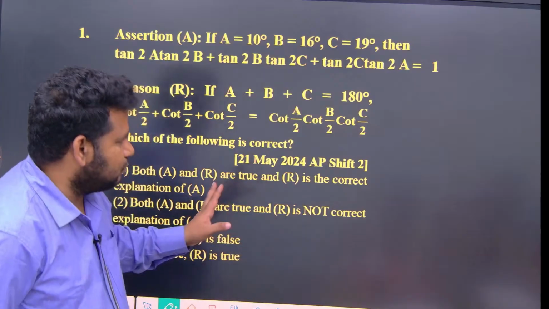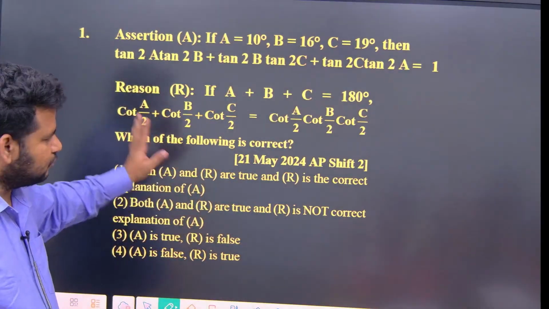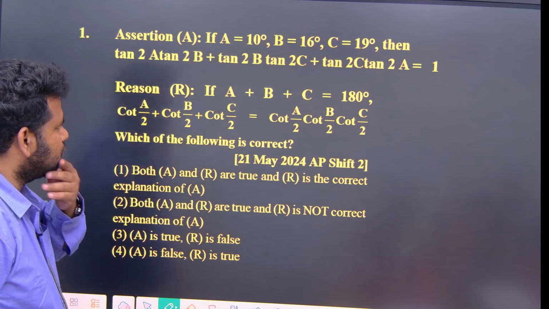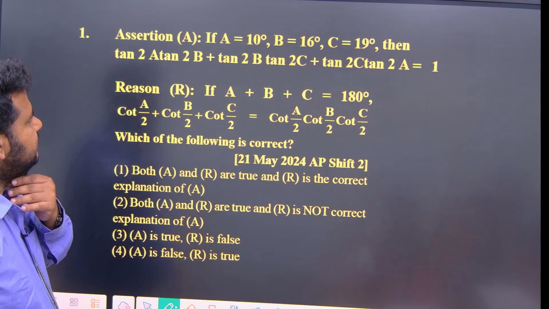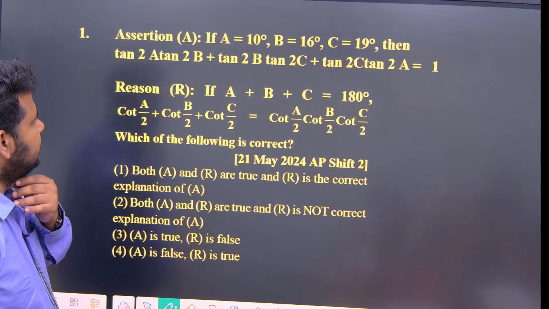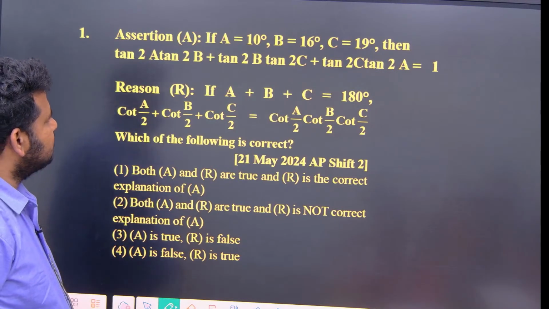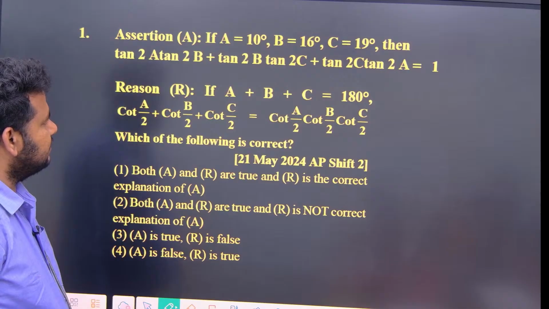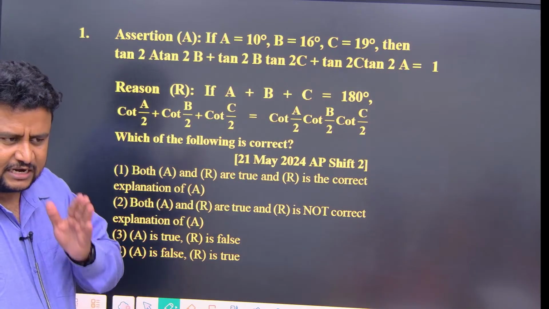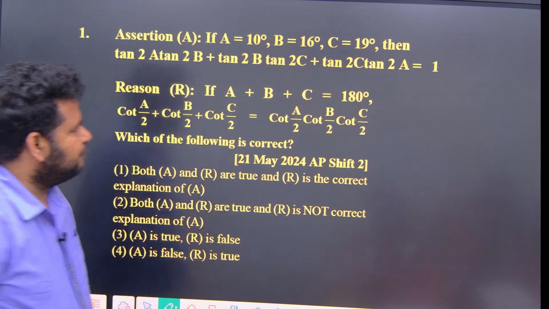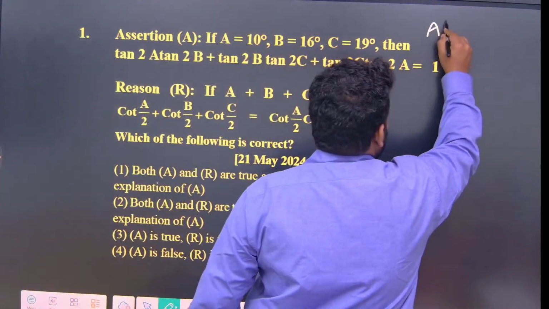Now look at this and you have to tell me the answer. I will solve, but you have to tell me the answer. So this is a 2024 question. If A is equal to 10 degree, B is equal to 16 degree, C is equal to 19 degree, then tan 2A, tan 2B plus tan 2B, okay. So A is equal to 10, B is equal to 16, C is equal to 19. So first of all, what did I tell you? Let us find out A plus B plus C. A plus B plus C is what?